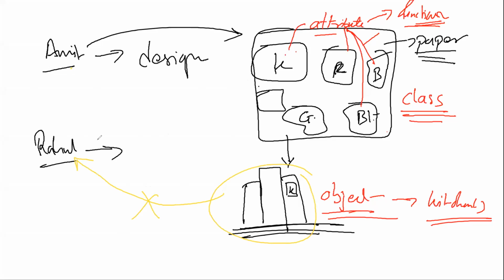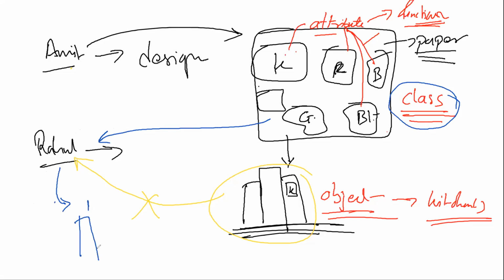See, Rahul is asking that I want to create a similar kind of home like you. Right? So what will Amit do? Will Amit give his home to Rahul? No, that will not happen, right? So Amit will do something like he will share this design with Rahul. So it means the class once created can be used in multiple places, by multiple people. Then Rahul will create his own home, right?